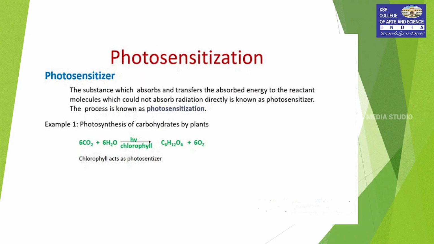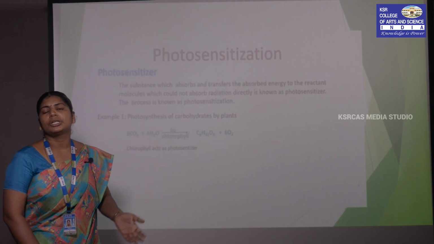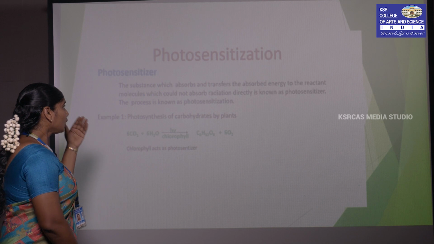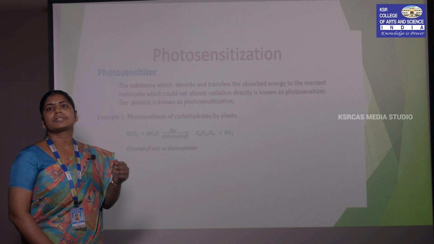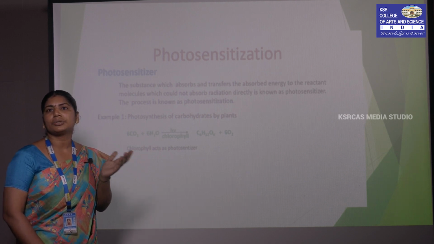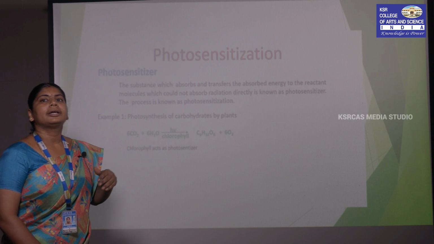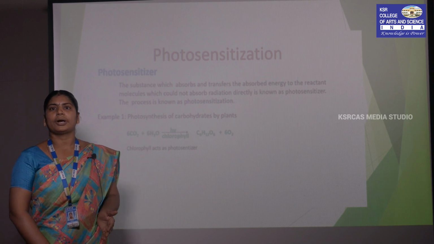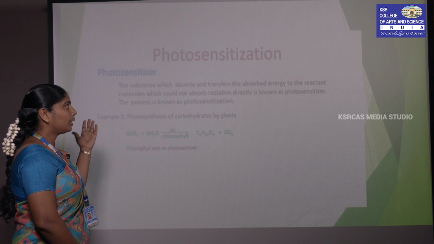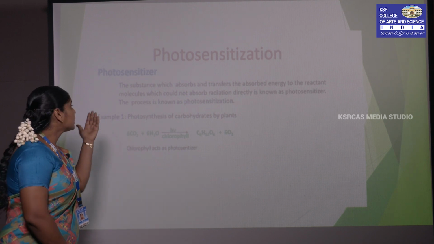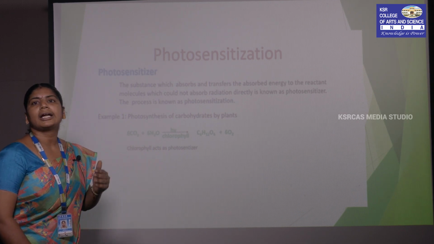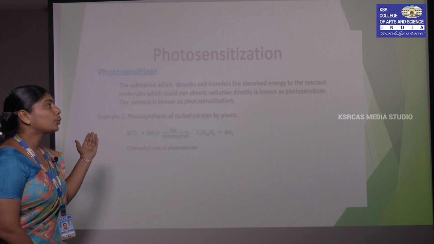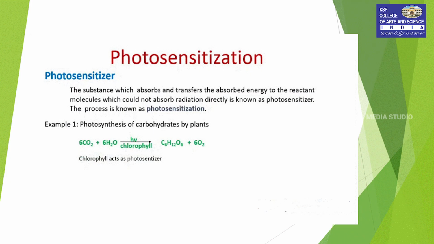Next process is called photosensitization. Before going to photosensitization, we should know what is meant by a photosensitizer. A photosensitizer is an external molecule used in this process. The external molecule absorbs sunlight and transfers the energy to the reactant molecules, and the reactant molecule is finally converted into the product. This process is called the photosensitization process.